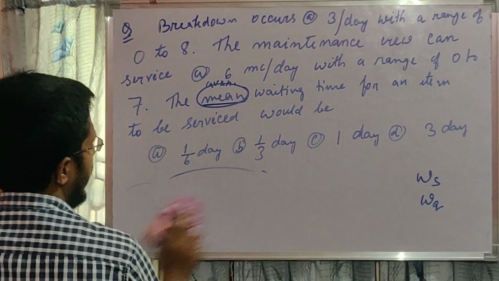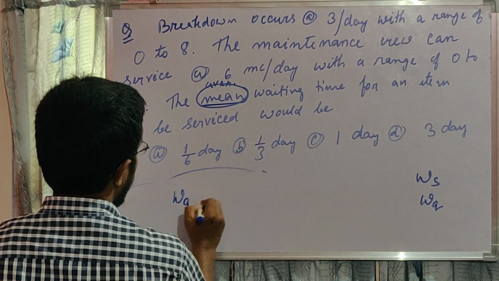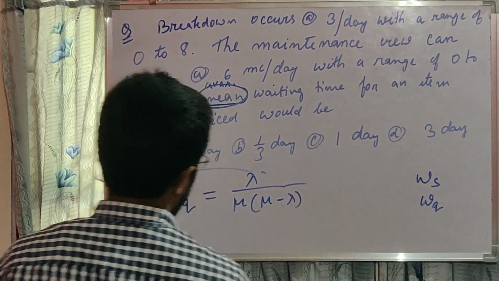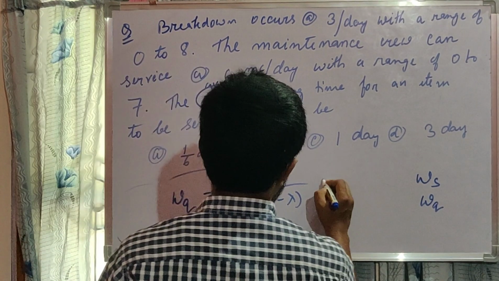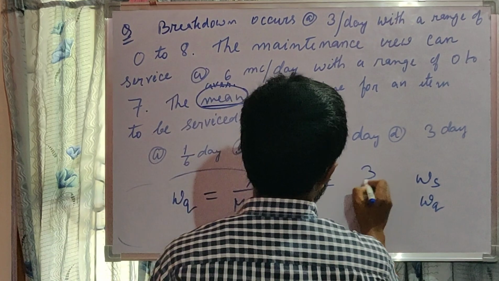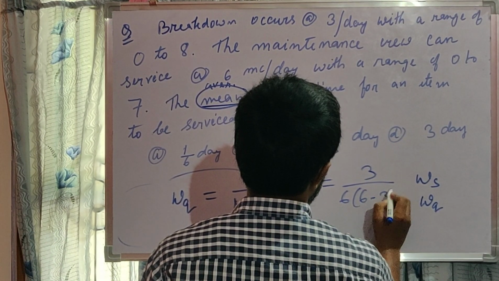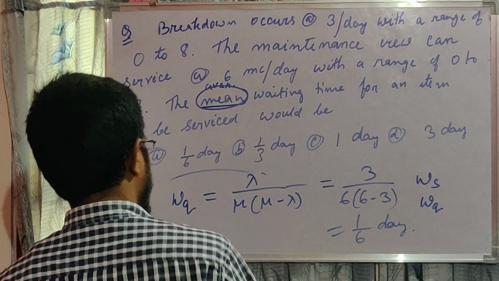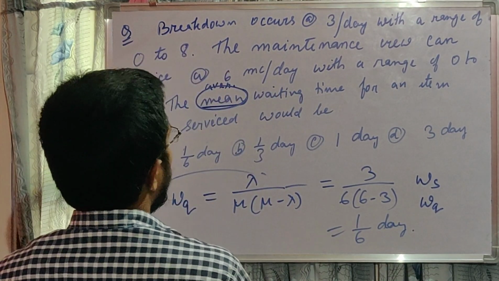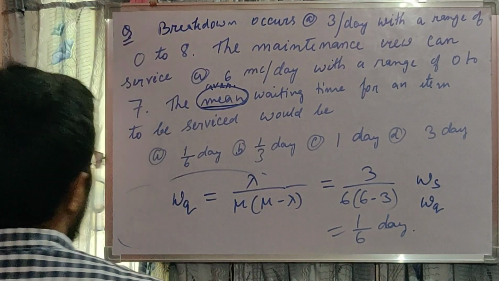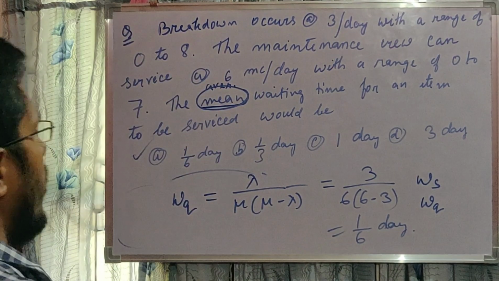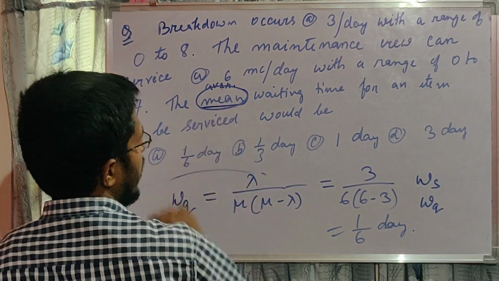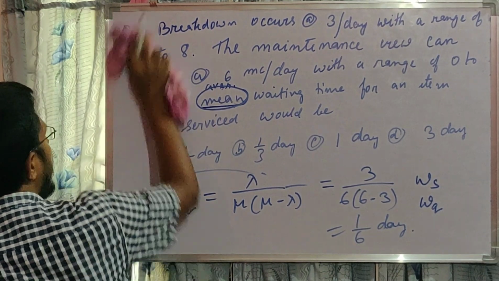Got it? So mean means queue. So waiting time in the queue is nothing but lambda upon mu into (mu minus lambda). Lambda is 3, mu is 6. 6 minus 3 is 3, the 3 gets cancelled out, 1 upon 6. Got it? So A is the answer. So always remember, mean is telling about queue, average is telling about system.